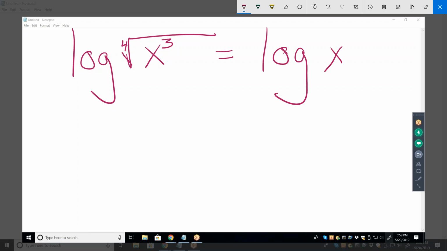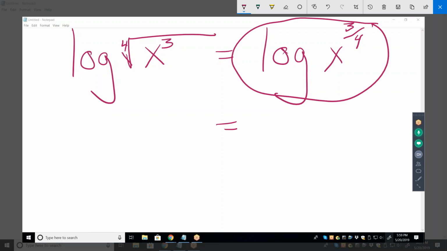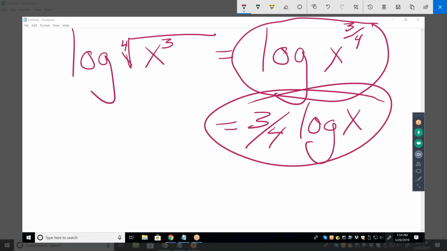The root is the denominator of the exponent, and the power is the numerator. So x to the 3/4 means the 4th root of x cubed. X to the 2/3 would be the cube root of x squared. And once I've written it like that, now I can expand it by just bringing that 3/4 down in front. There's your answer.